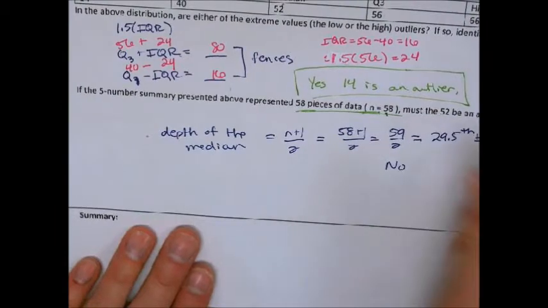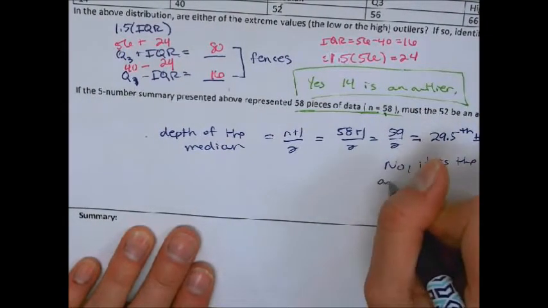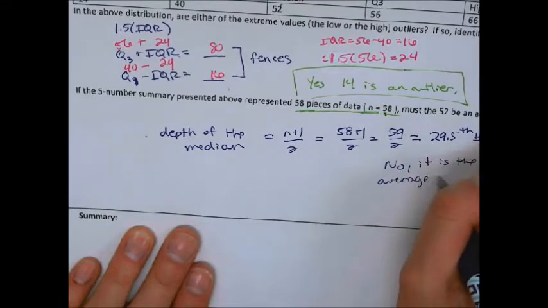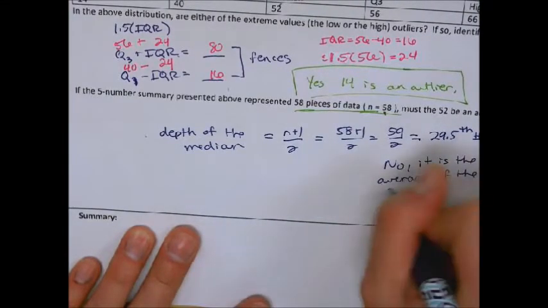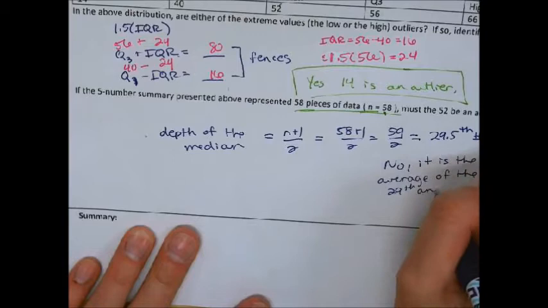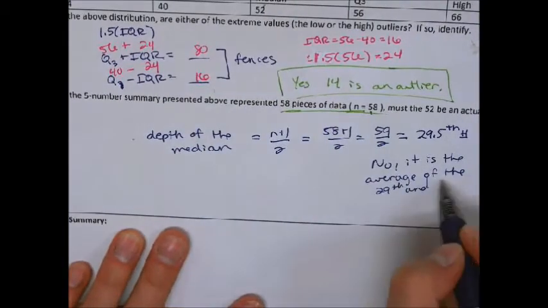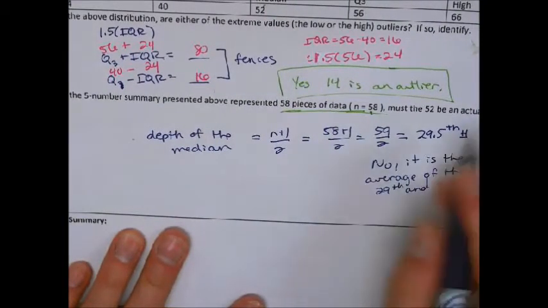So no, it is the average of the 29th and 30th data point.